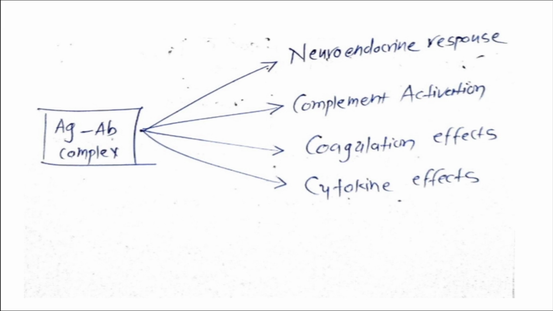All right. Now, because of the development of the antigen antibody complex, we have already seen that you will have complement activation. But apart from complement activation, this complex can induce certain other responses as well, like neuroendocrine response, then coagulation effects, then cytokine effects. These four responses can occur in our body: neuroendocrine, complement activation, coagulation effect, and cytokine effects.